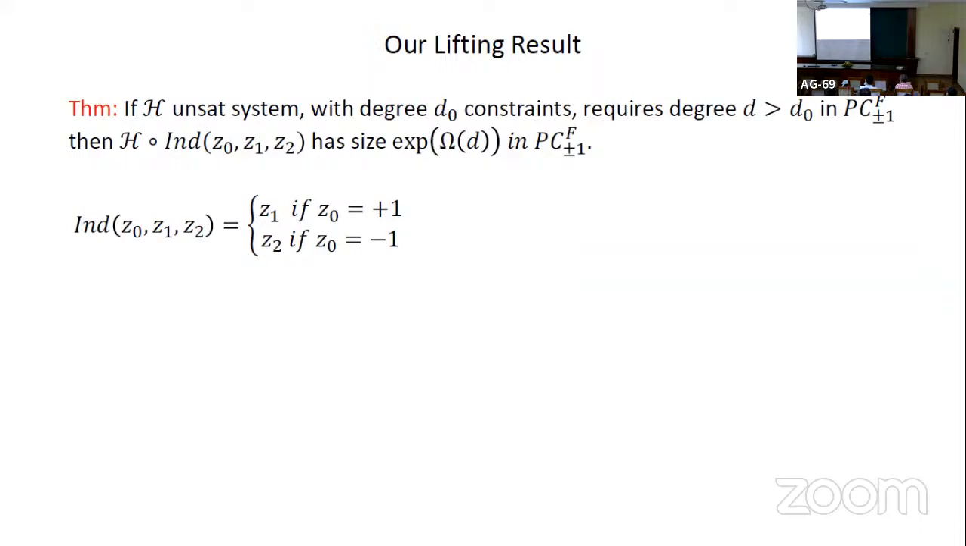So your result is that it works for any field. Yes, it works for any field. But we are also lifting PC degree to PC size, whereas he was lifting SOS degree. Also, in terms of parameters, we are getting exponential in D, while he was getting exponential in D squared by n. So he needed SOS degree to be at least square root n to say something, and we can say something non-trivial even for small degree.